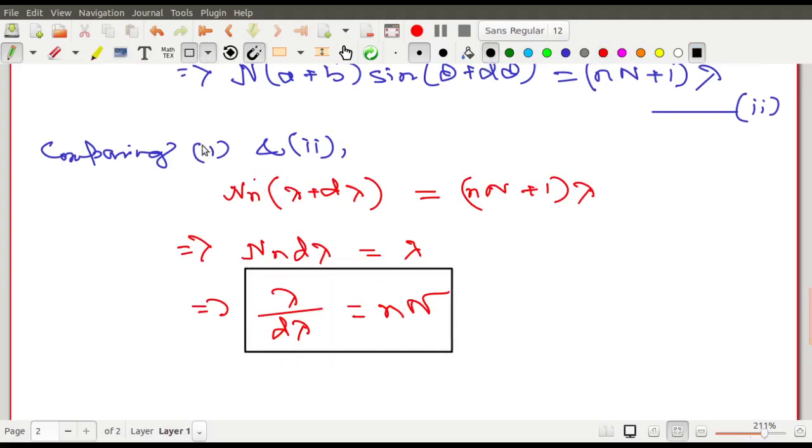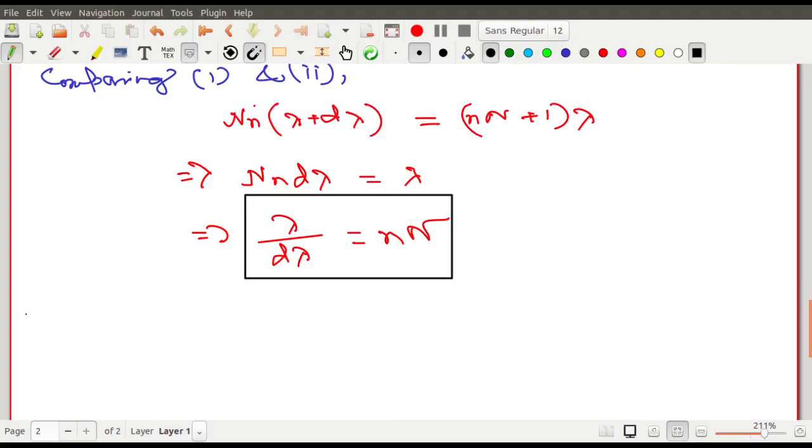So this is my entire story that I have with myself. I hope that you are getting it. I am sure you have understood. Is it clear to you? So lambda by d lambda is equal to small n capital N. So that is the resolving power of a grating. So this small n capital N must at least have this value of lambda by d lambda, right? So this is the entire story that you need to have.